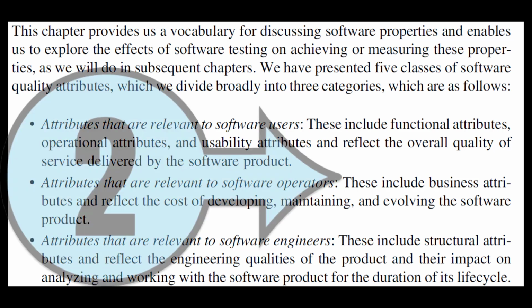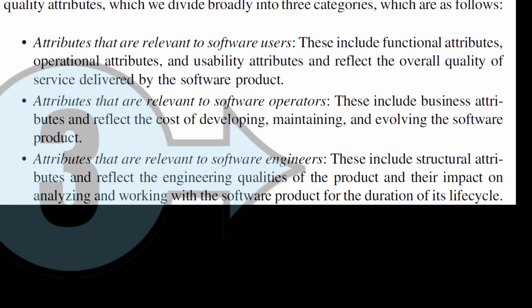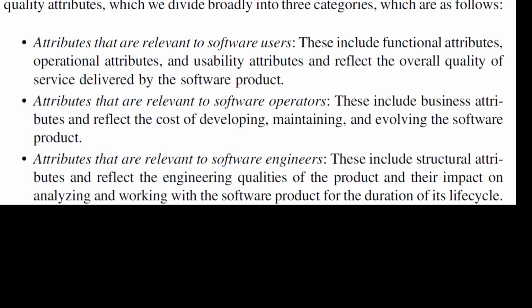Attributes that are relevant to software operators. These include business attributes and reflect the cost of developing, maintaining, and evolving the software product. Attributes that are relevant to software engineers. These include structural attributes and reflect the engineering qualities of the product and their impact on analyzing and working with the software product for the duration of its lifecycle.